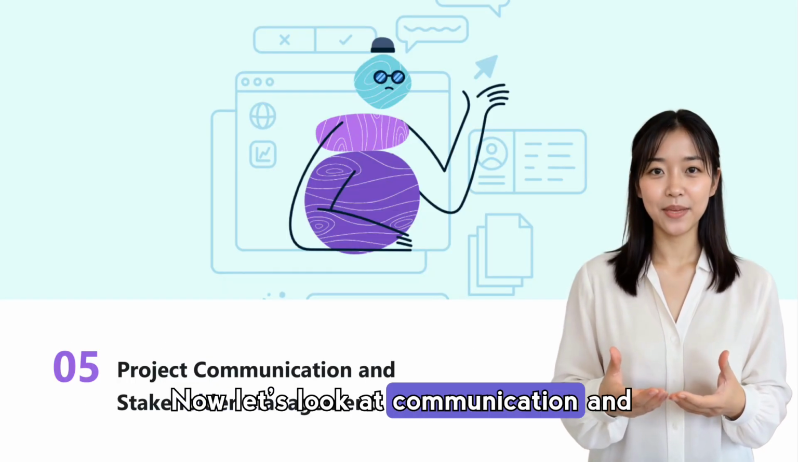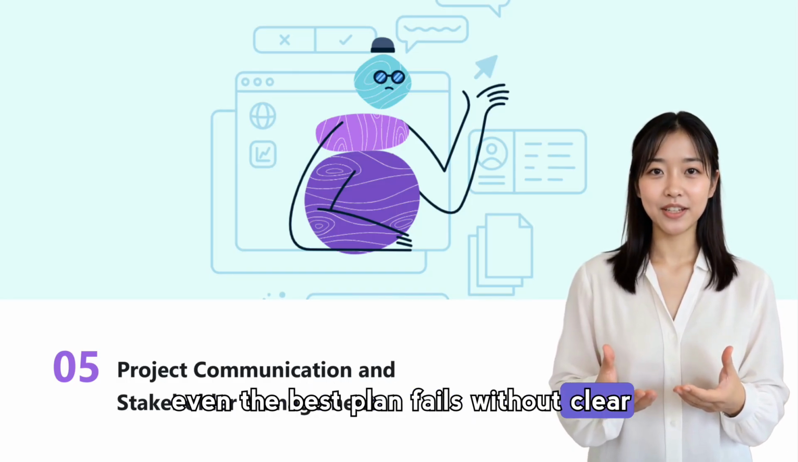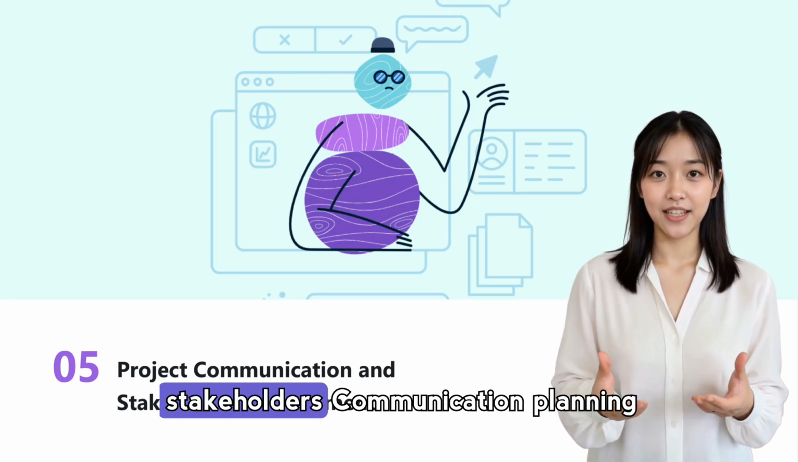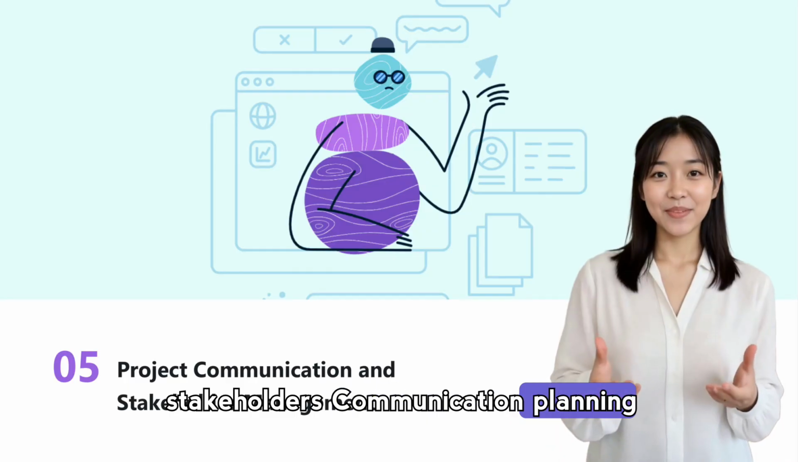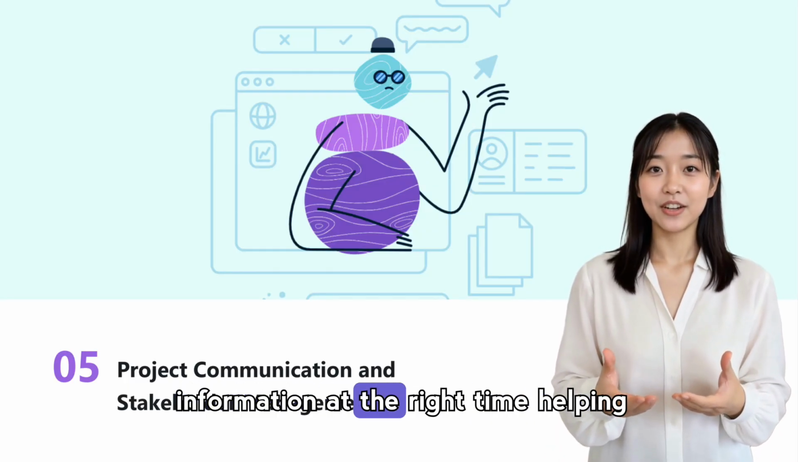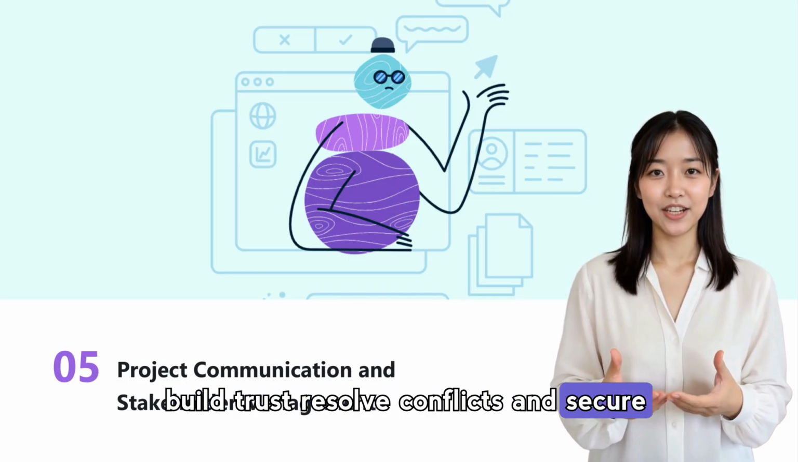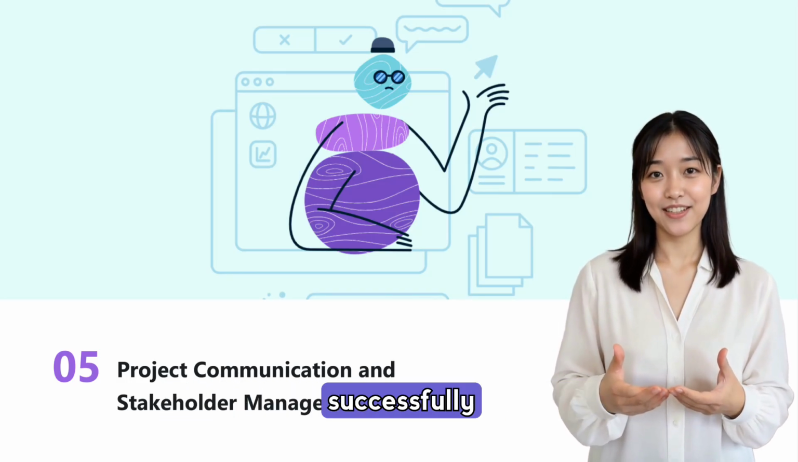Now let's look at communication and stakeholder management, because even the best plan fails without clear information flow and engaged stakeholders. Communication planning and stakeholder management ensure the right people get the right information at the right time, helping build trust, resolve conflicts, and secure the support you need to deliver successfully.